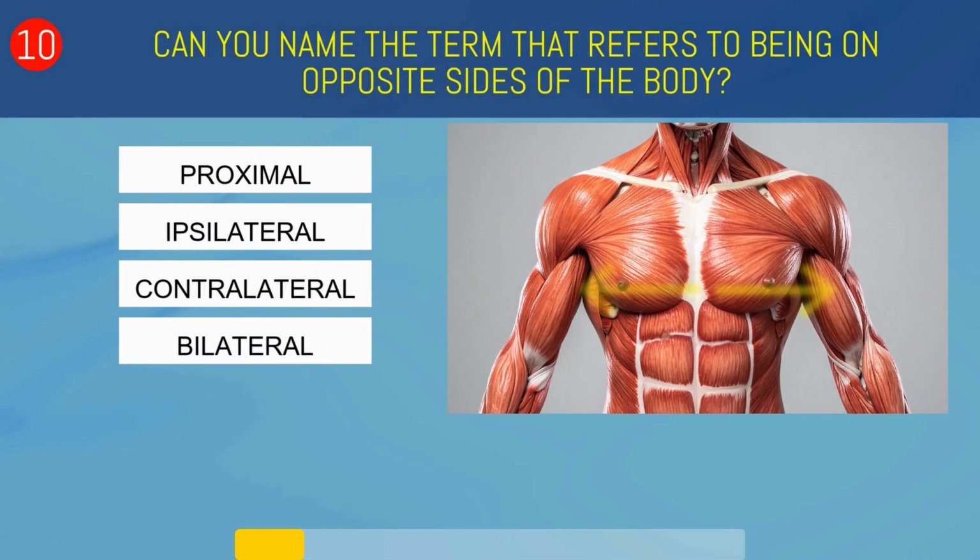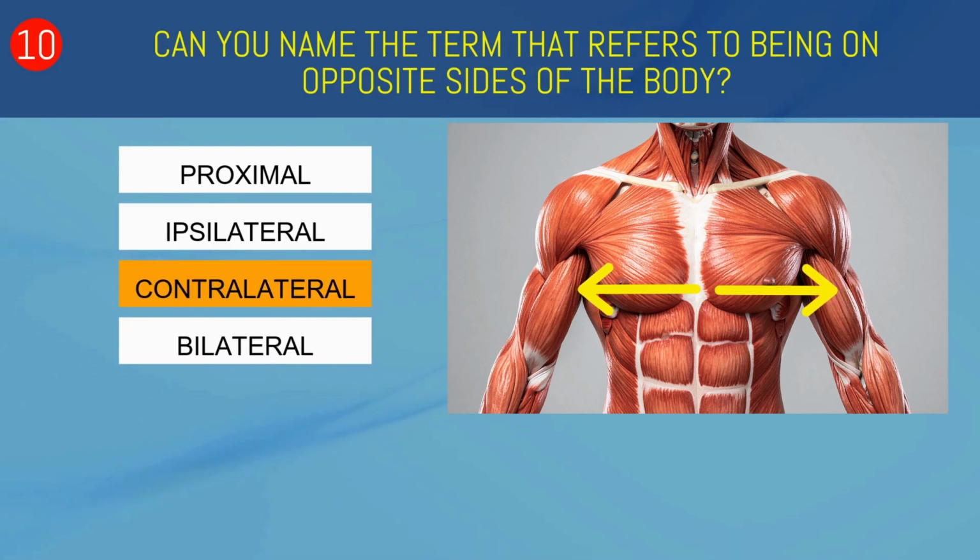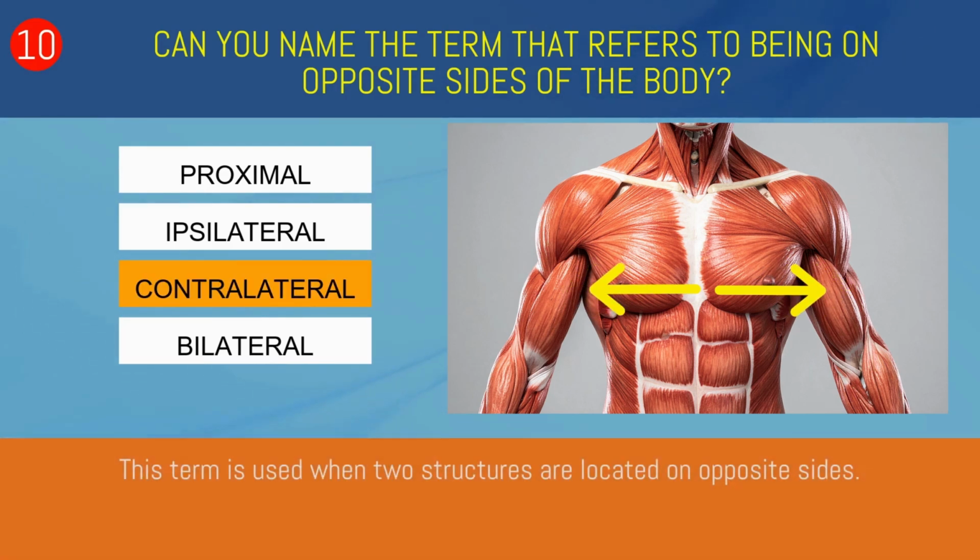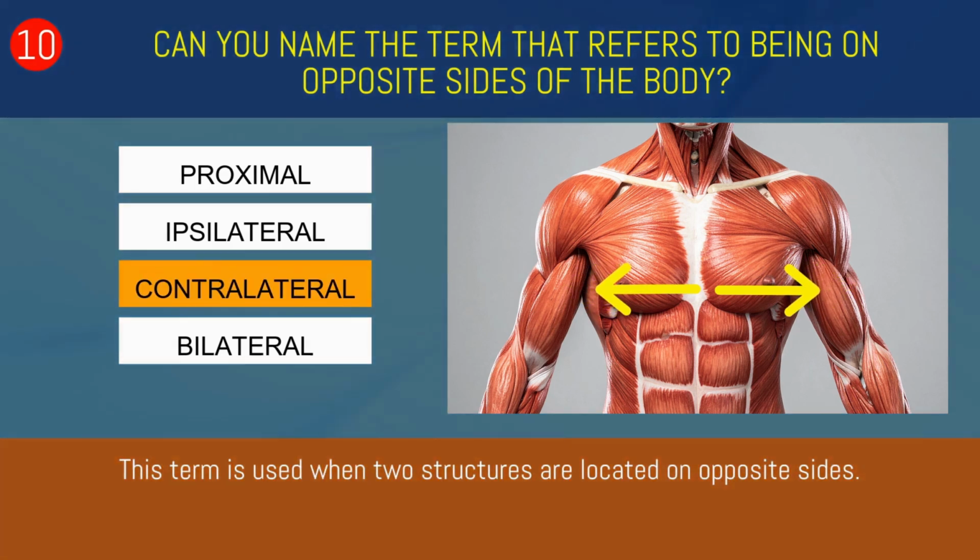Can you name the term that refers to being on opposite sides of the body? Proximal, ipsilateral, contralateral, or bilateral? Contralateral. This term is used when two structures are located on opposite sides.